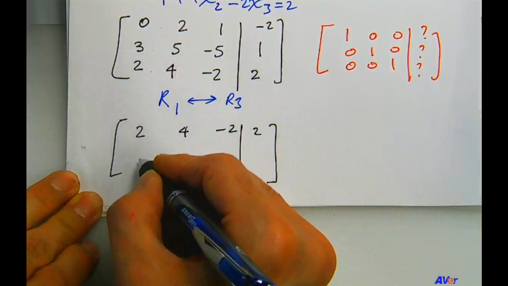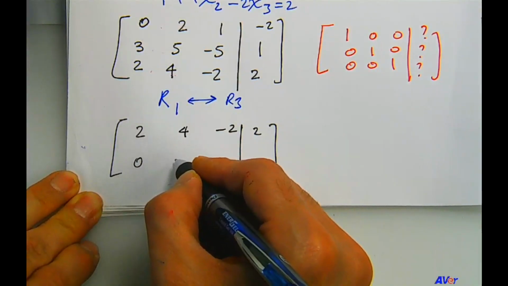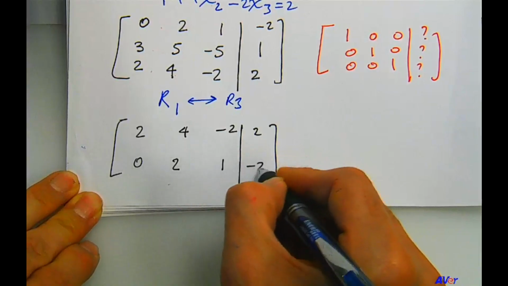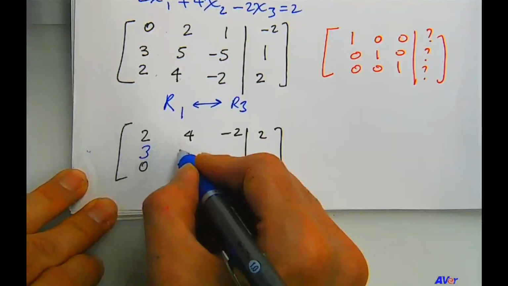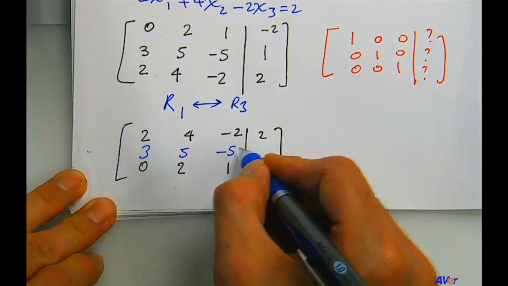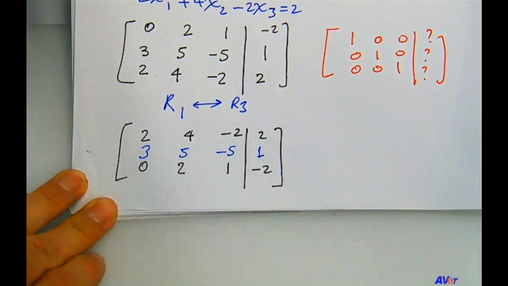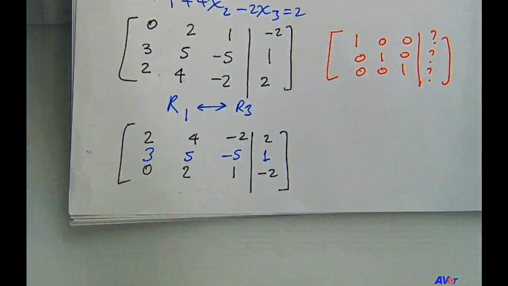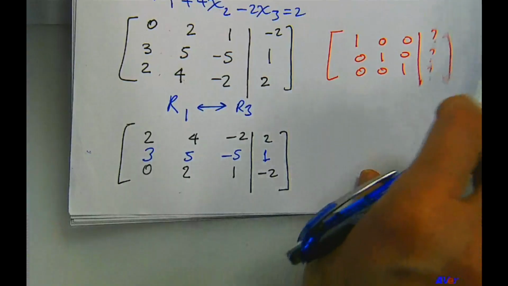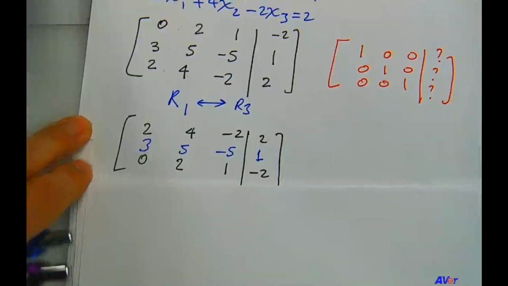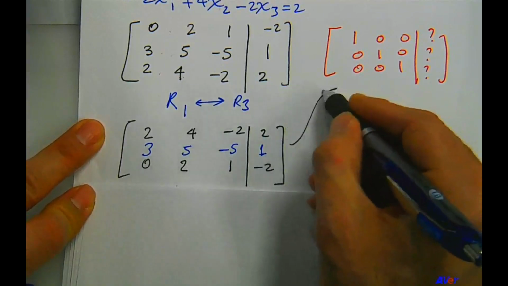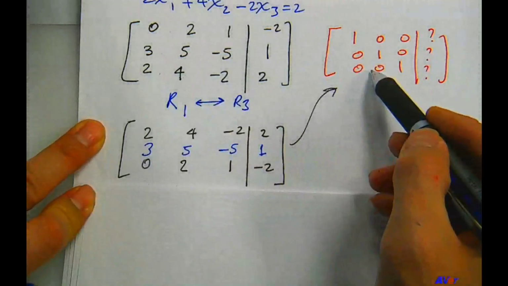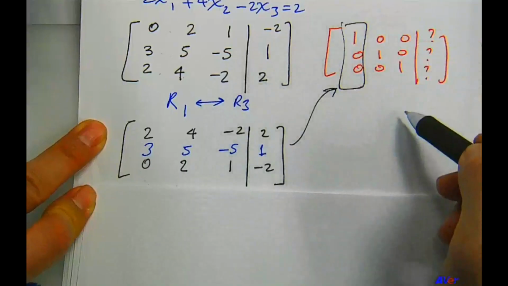And the bottom row will be 0, 2, 1, negative 2. And of course, the middle row, which didn't move, is 3, 5, negative 5, and 1. Okay. So now we can do what we need to do, which is convert the 2 to 1. This is our objective. We want to get from here to that. And we go column by column.